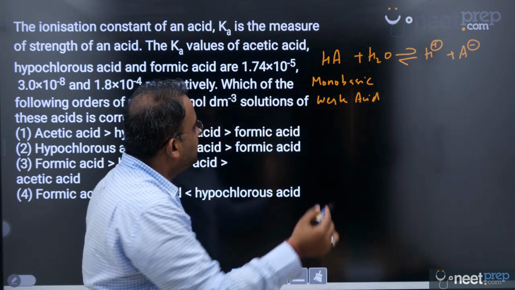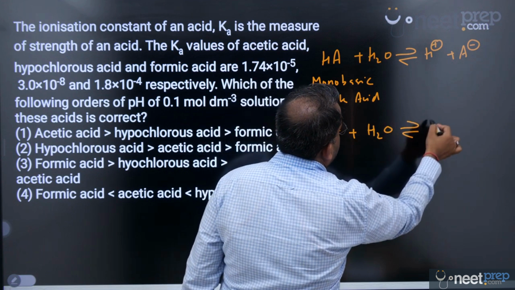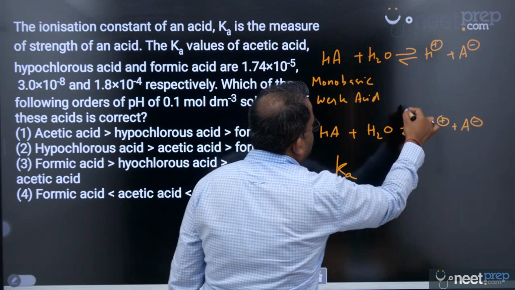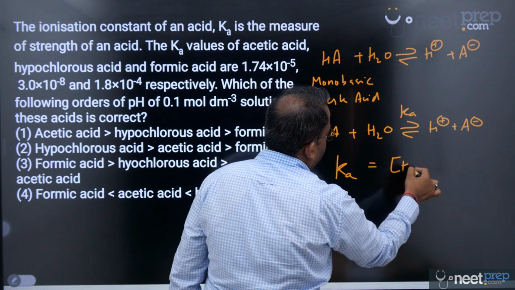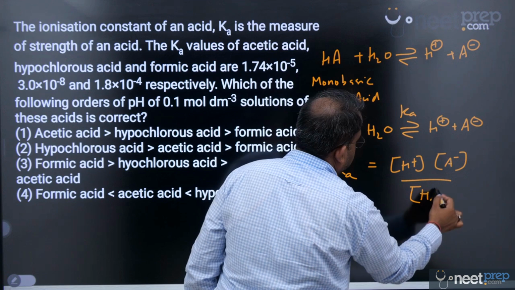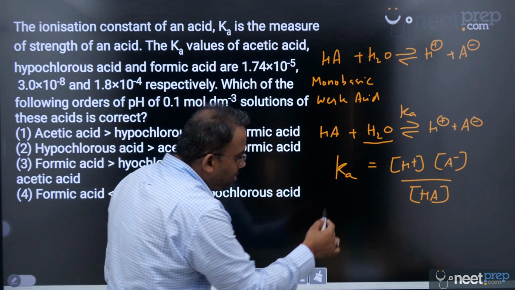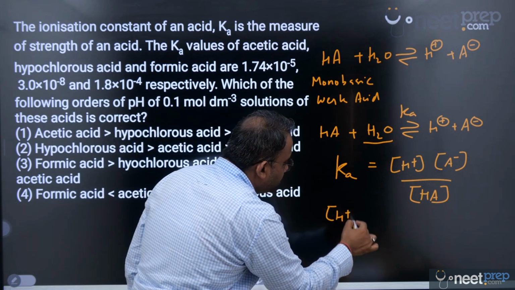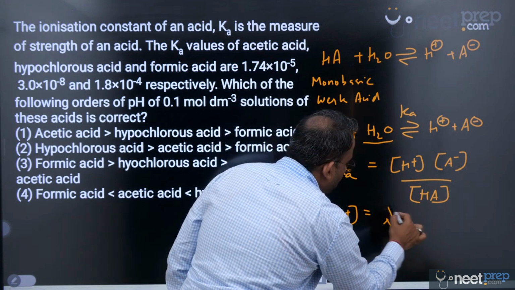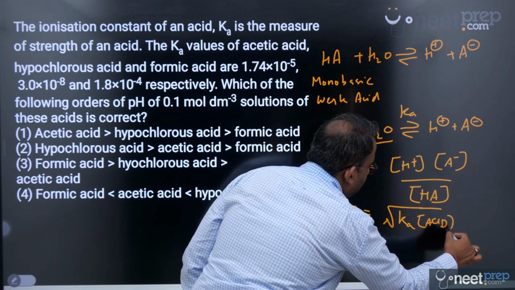Now for this, if I work out the equilibrium constant Ka value at equilibrium, this will be the expression. I am going to take the concentration of pure solvent to be 1. My H plus ion concentration, students, will be the square root of Ka into the concentration of acid.